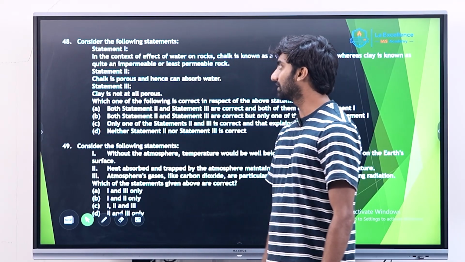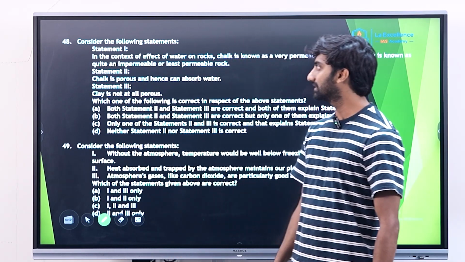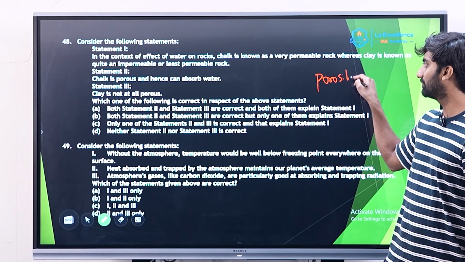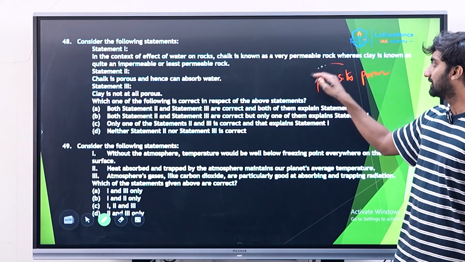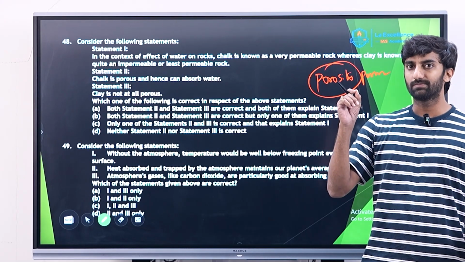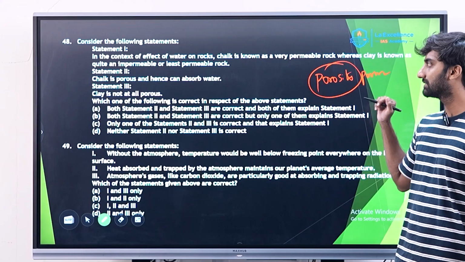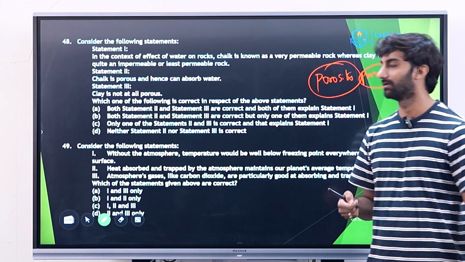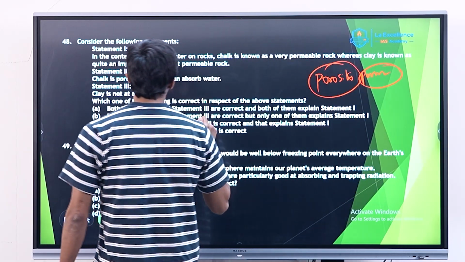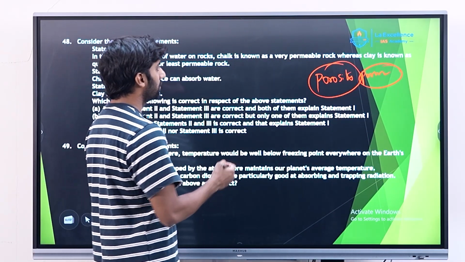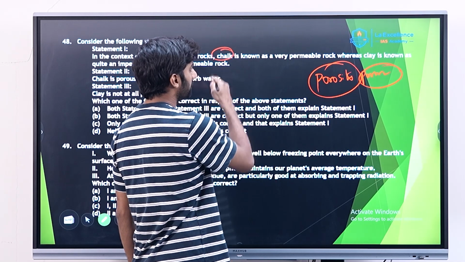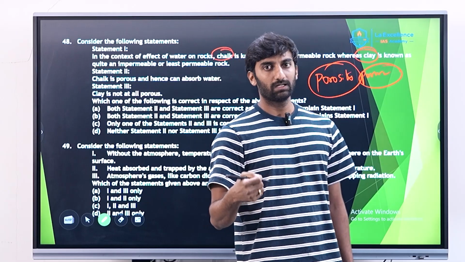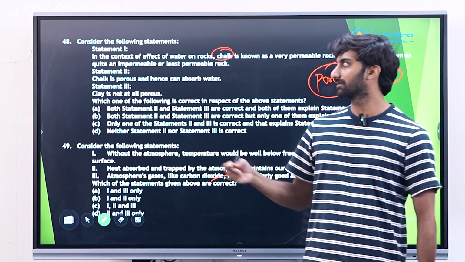Next, question 48. Consider the following statements. He has given 3 statements. He is asking us to understand the characteristics of porosity and permeability. The term porosity means openings or void spaces in different minerals of the earth. Permeability is the ability of that mineral to allow water to percolate through it. The first statement is given in the context of the effect of water on rocks: chalk is considered a very permeable rock, whereas clay is known as the least permeable rock. We know whenever water enters clay, clay traps water. That is what is called impermeability.